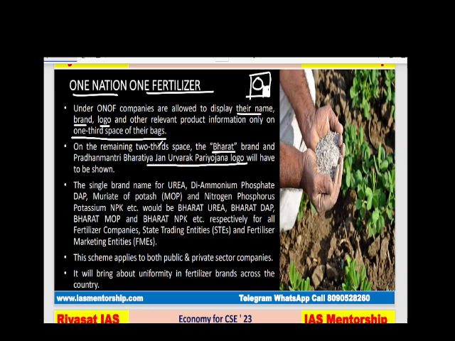Understood? Basically, companies are different, they are producing different fertilizers, however branding is the same. Branding is your Bharat, and they have given 1/3 space for companies to show their brand or logo if they want to. Everything including urea, diammonium phosphate, muriate of potash, nitrogen phosphate would become Bharat urea, Bharat DAP. Clear?